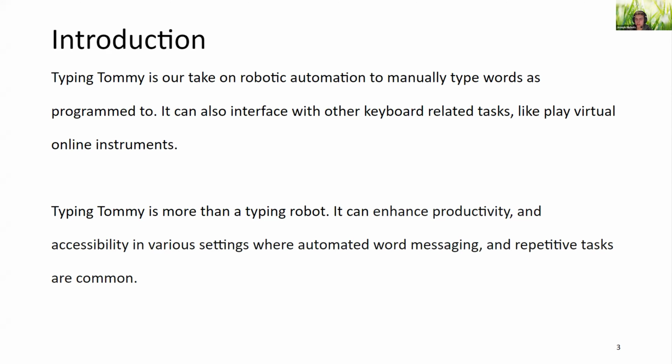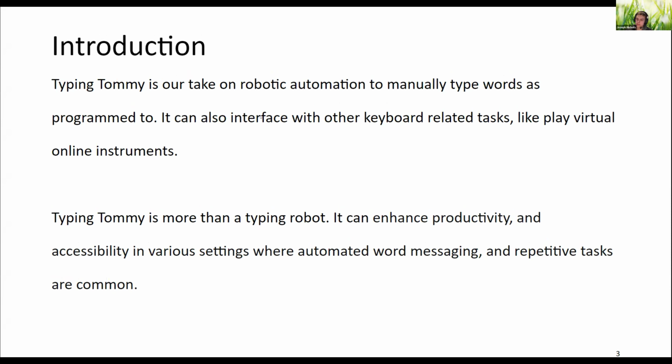Initially we wanted to make it customizable, where you could have a box and pick what you want to type, form sentences easily, and the robot would automatically move there. But given the programming environment, it was easy to pre-program exactly what it's going to say in this application. Typing Tommy is more than a typing robot. It could enhance productivity and have all kinds of applications for repetitive tasks. I think especially where Typing Tommy would excel is an application where it's not safe or feasible for a human to be doing something, like a work environment where you want a robot doing that sort of thing.